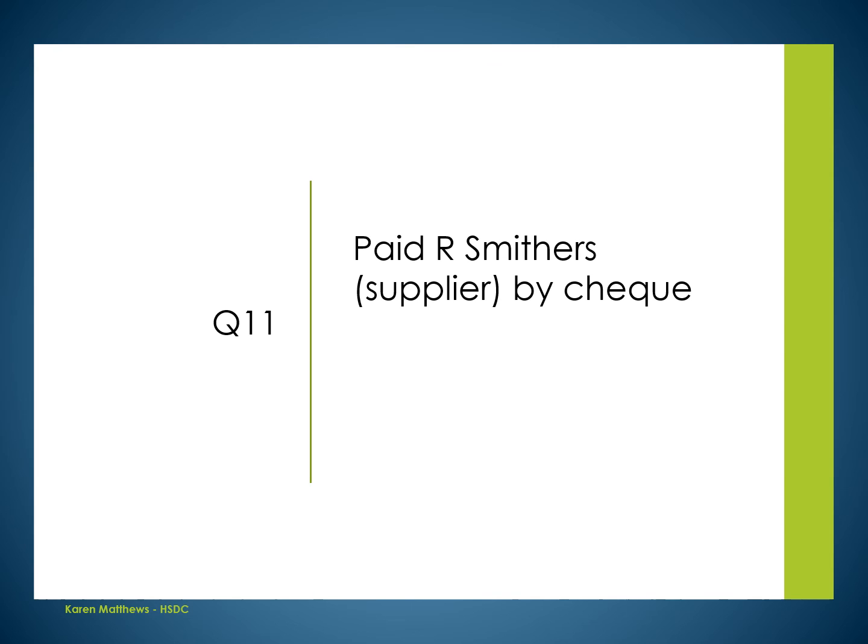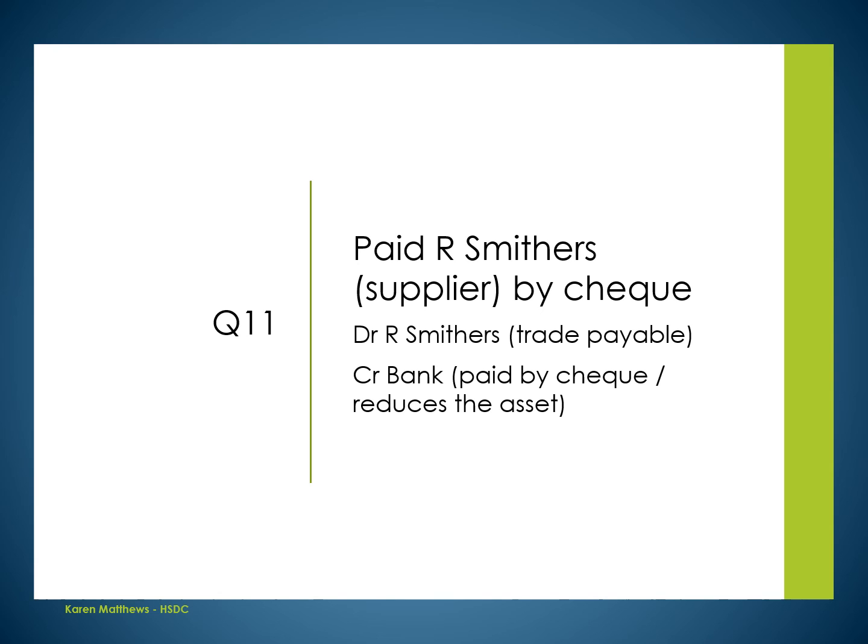Number 11, we've paid R. Smithers, who was a credit supplier, by cheque. So remember, if we've got money going out of the bank account, we need to credit the bank account. Don't be tempted to put the debit side into purchases, because we already recorded those purchases when we bought them, which was a few questions ago. Now we're paying R. Smithers, so we're merely going to reduce the R. Smithers trade payable account, debit that, and then credit the bank account to reduce that asset. And we know again that it's the bank account because it's been paid by cheque.